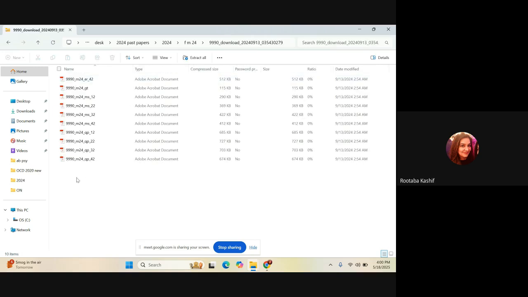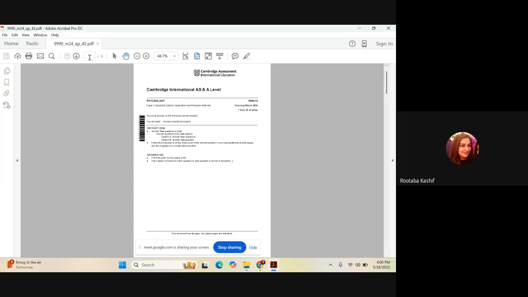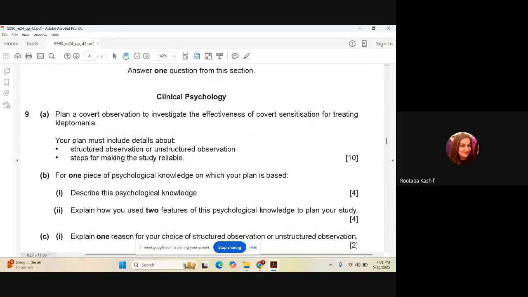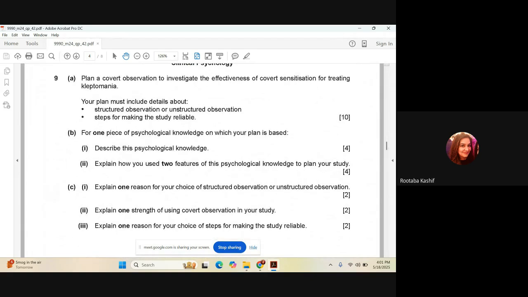Let me see which one came in February March. So this question that came was about impulse control disorder, so maybe you can change it. So you can get a question, plan a covert observation or just an observation to investigate the effectiveness of a therapy. Any other therapy could come, like the therapy for obsessive compulsive disorder is exposure and response prevention therapy, whether that is effective for treating people with obsessive compulsive disorder. And the points that follow can stay the same. So you can change it from ICD to OCD, and instead of covert sensitization, you can add the point of exposure and response prevention, and you can design an observation.